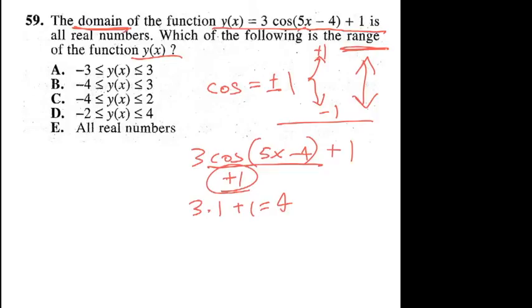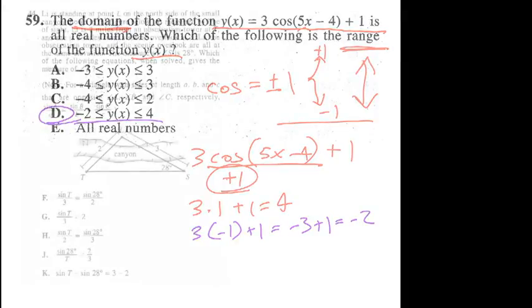So now the next one that I would do would be the minus 1. So I would have a 3 times a minus 1 plus 1 is equal to negative 3 plus 1 is equal to negative 2. And that gives me the answer D, from a negative 2 to a positive 4.